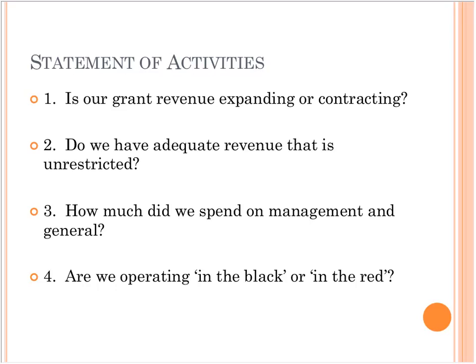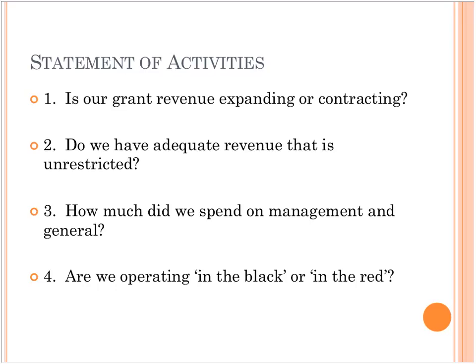So you will notice from the previous statement, we had columns for the permanently restricted, temporarily restricted, and unrestricted columns. If we don't have any unrestricted revenue or net resources or net assets, how can we cover any costs that are above those grant activities?